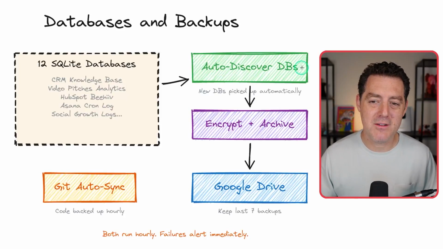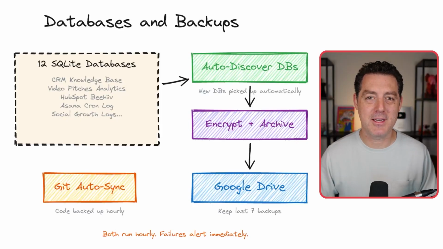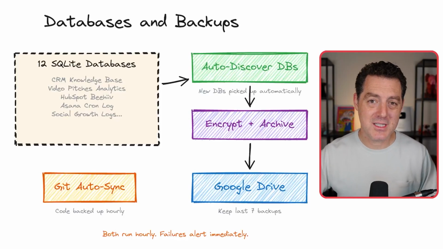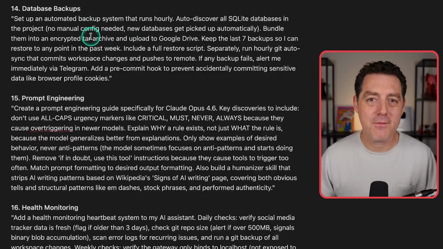So it auto discovers any new databases, it encrypts it and archives it, and then it sends it to Google Drive. And I have Git autosync, which is backed up hourly. And if any of the backups fail, I get alerted about it immediately. I highly recommend you do that because if you ever even just want to set it up on a new computer, it should be as easy as just saying, follow these instructions, set up everything, download all the backups. So here is the prompt for database backups.